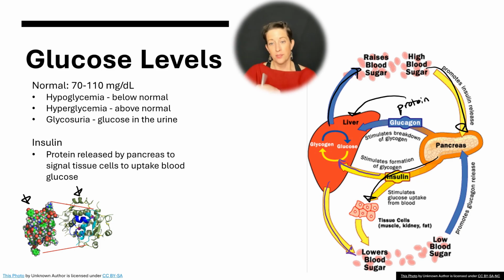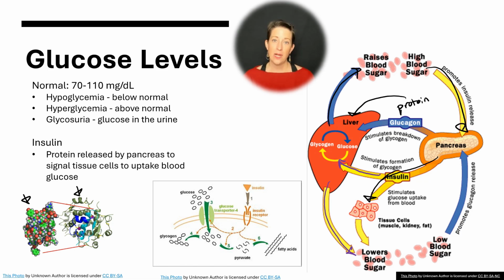So all depending on what we need to do, we have these chemical signals. Glucagon breaking down glycogen into glucose, insulin telling our tissue cells to uptake glucose, or our liver cells to convert glucose back into glycogen.